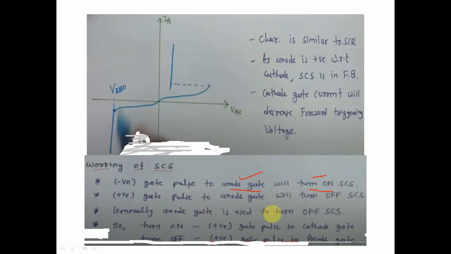Generally, the anode gate is used to turn off SCS. Basically, the anode gate is used to turn off SCS. To turn off SCS, a positive pulse is applied to the anode gate, and to turn on SCS, a positive gate pulse is applied to the cathode gate. See here, to turn on SCS, a positive gate pulse is applied to the cathode gate, and to turn off SCS, a positive gate pulse is applied to the anode gate.